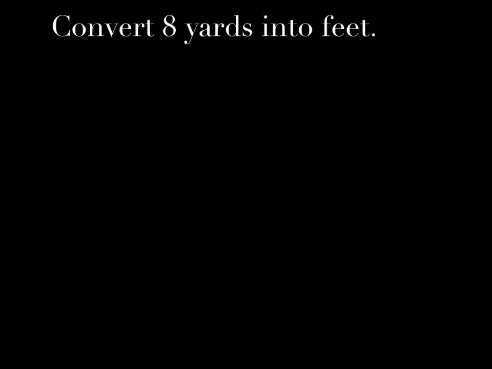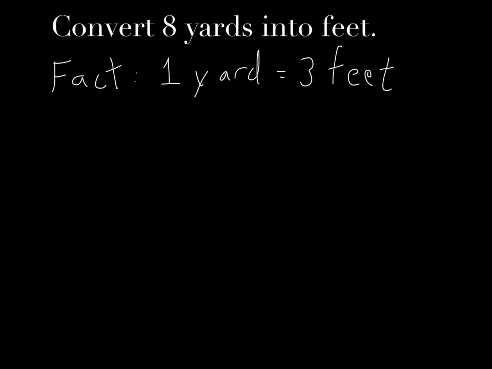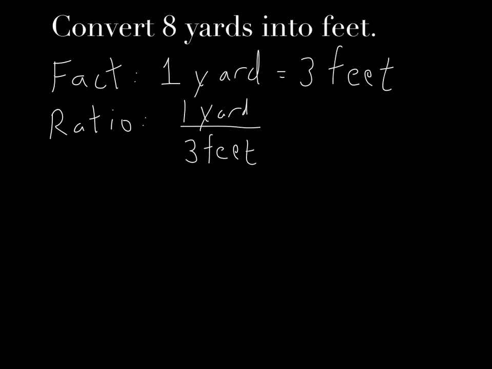Let's say we've got this problem and we want to convert 8 yards into feet. First, we need a fact. We need something from our table that tells us the connection between yards and feet, and that one's pretty easy. 1 yard equals 3 feet. Second, we need a ratio. Well, there's two ways we can write our ratio. We can write this as 1 yard to 3 feet, or we can write this as 3 feet to 1 yard. Which way are we going to do it?